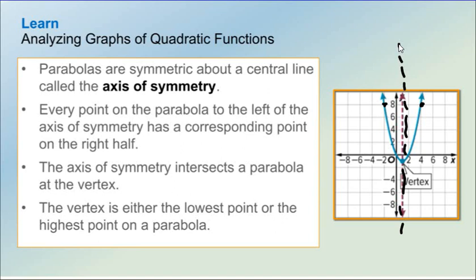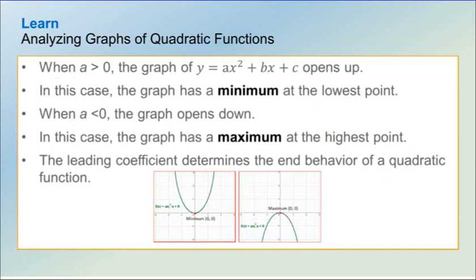The axis of symmetry intersects a parabola at the vertex. The vertex here is always the low point or the high point of a parabola. When a is positive, it opens upward, as I said before. So here it's positive, then it has a minimum or a low point. When a is negative, it opens downward and it has a high point or a maximum.